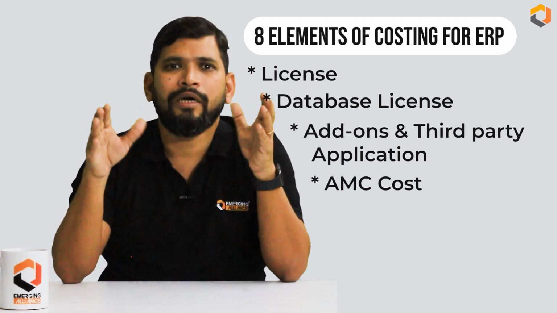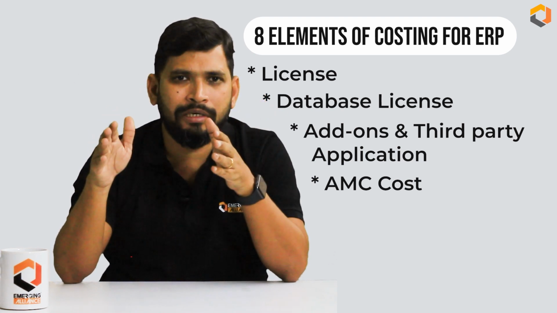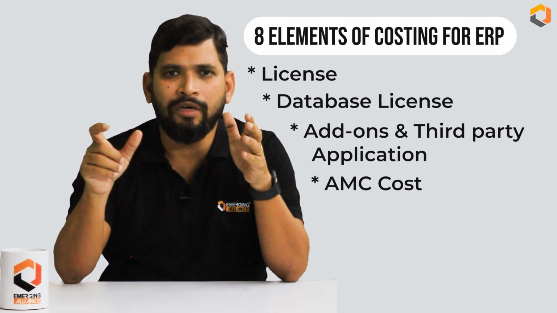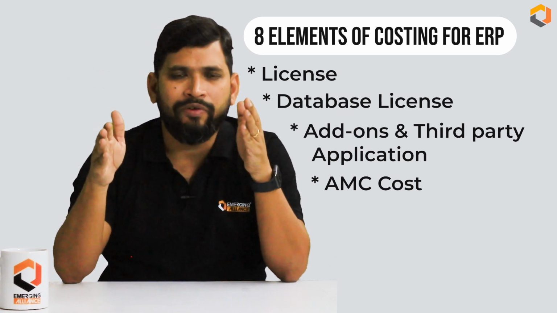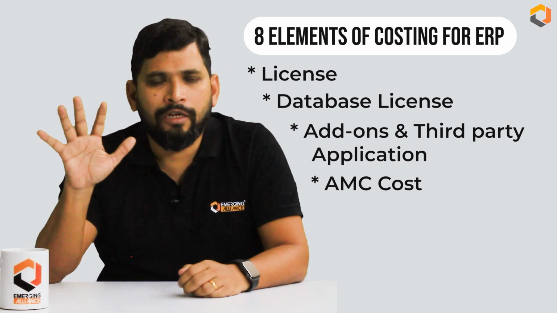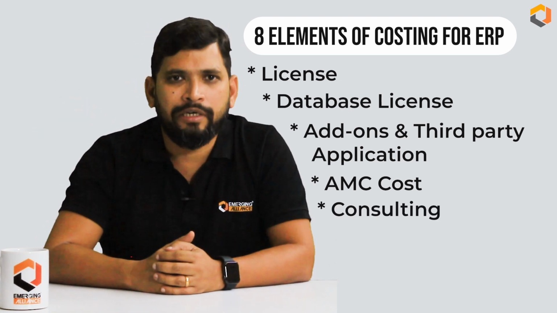The benchmark percentage for AMC is anywhere between 17% of the license cost to 22% of the license cost. It differs from product to product, but an AMC percentage anywhere between 17 and 22 is indicatively right. The fifth element that we're going to talk about is the consulting.